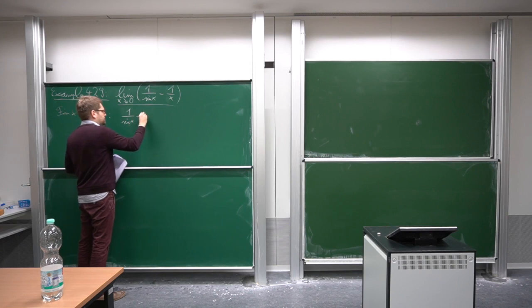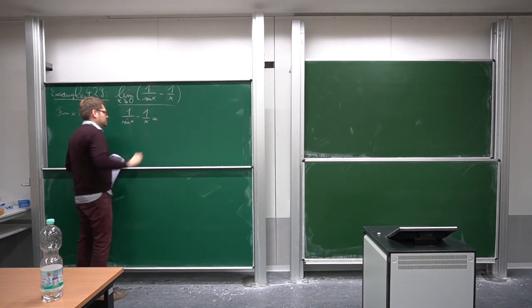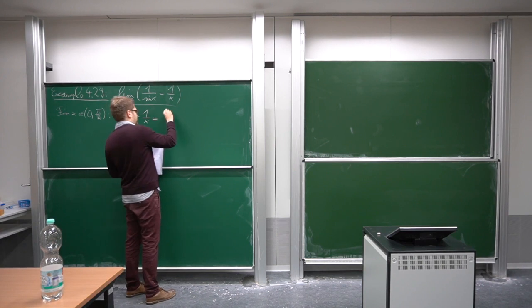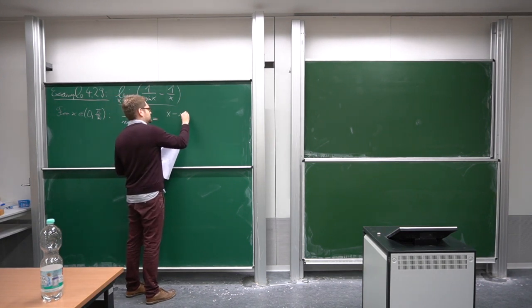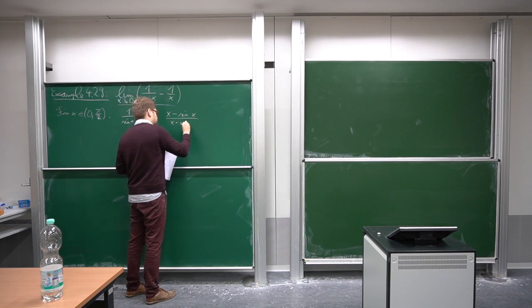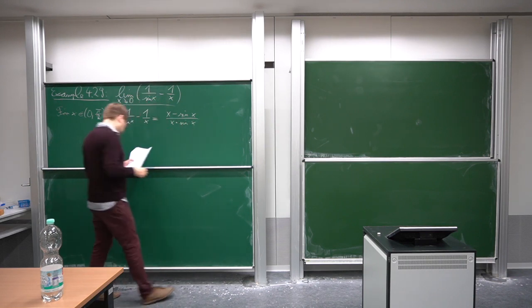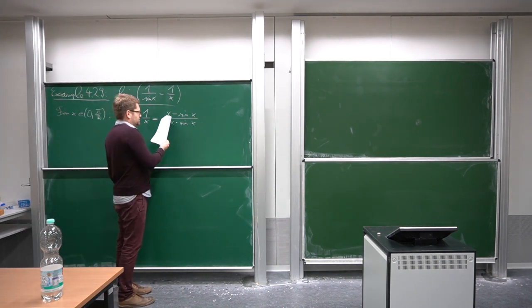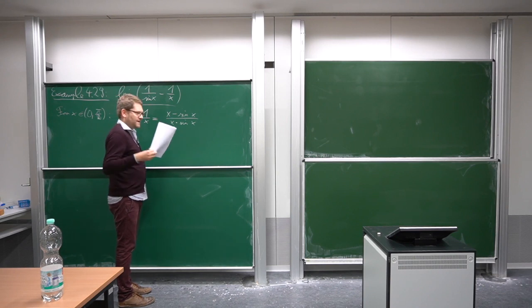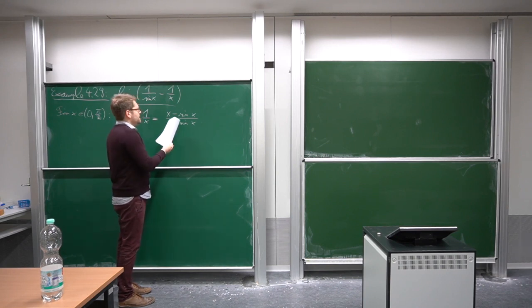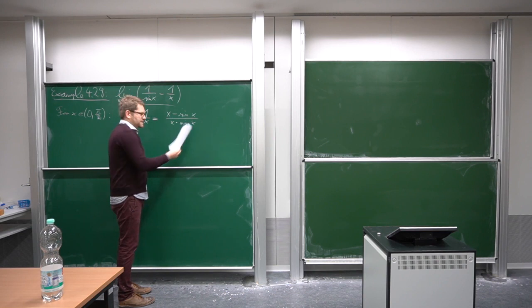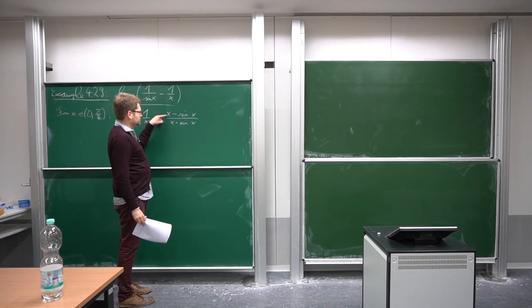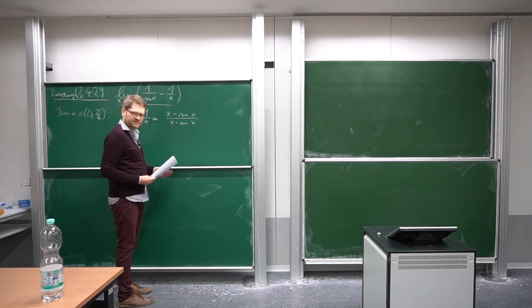1 over sine x minus 1 over x. We just bring this into the same denominator and get that this is the same as x minus the sine of x divided by x times the sine of x. Okay, not very exciting, but this is now a quotient. And as we see, x is going to 0. If x goes to 0, x is going to 0, that's a tautology. But also if x is going to 0, the sine is going to 0. So this is going to 0, this is going to 0, and hello L'Hopital. So this is precisely the situation where we can apply this.